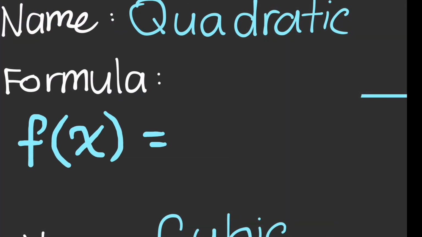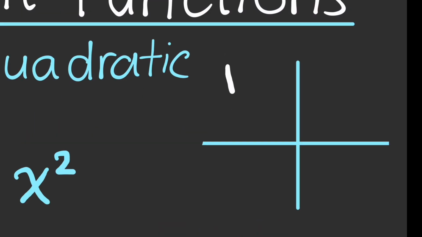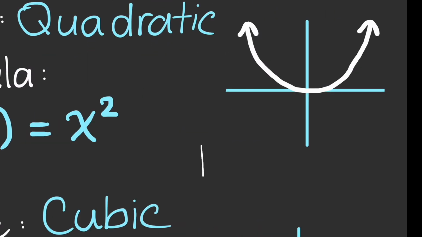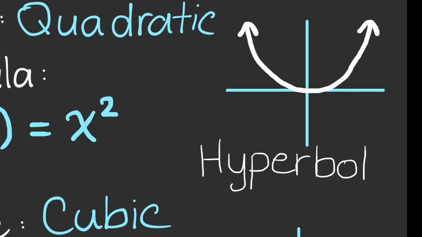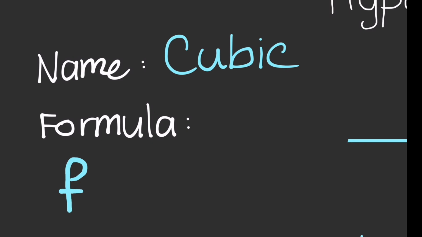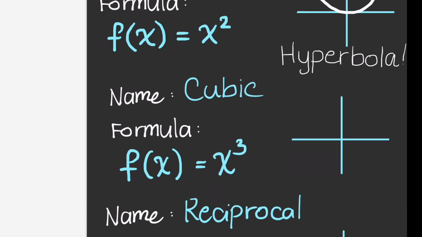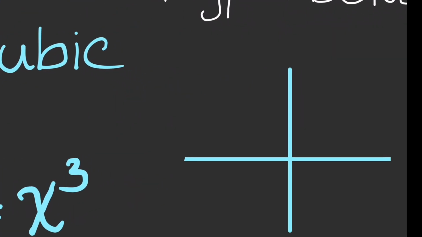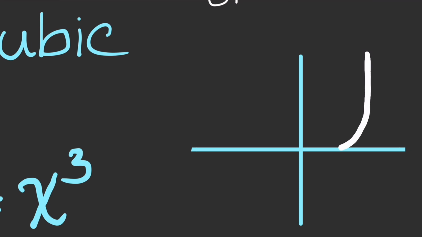Next, we have the quadratic function. In this case, f of x is equal to x squared. And this time, our graph is going to be a hyperbola because it's a curved line. Now, if you guess that the cubic one is x cubed, you are correct. And again, our graph is going to have a hyperbola shape. It's a curved line.